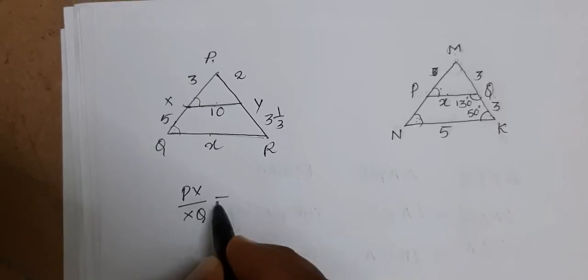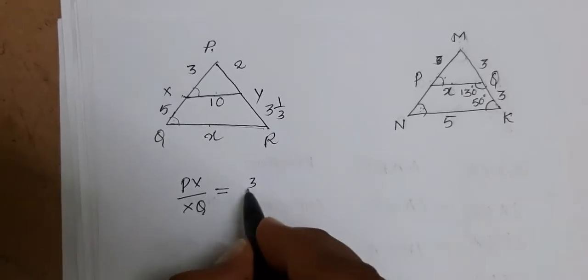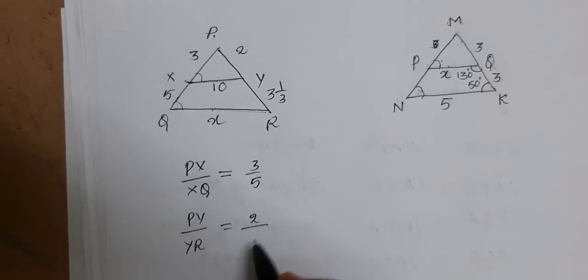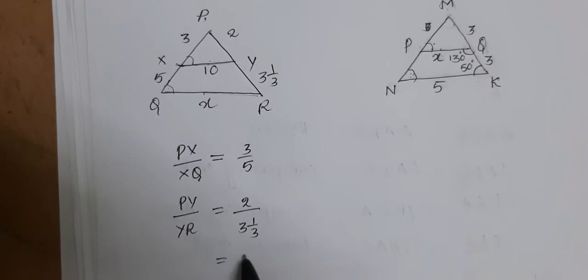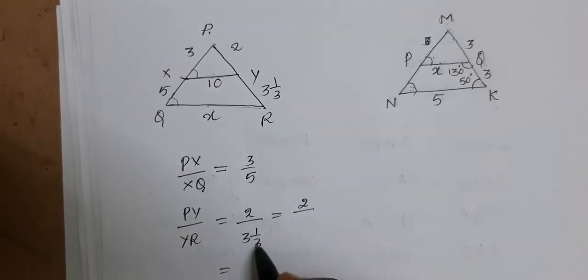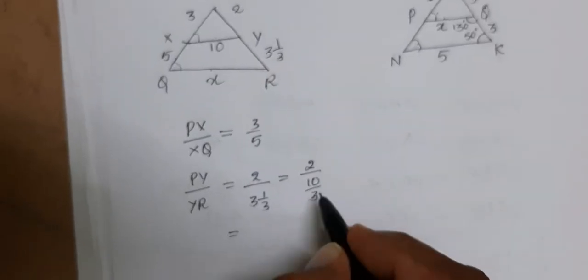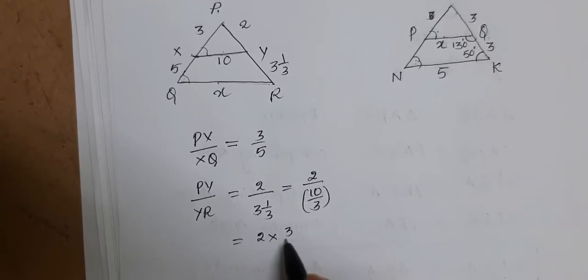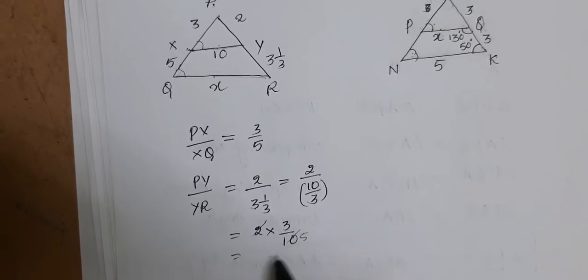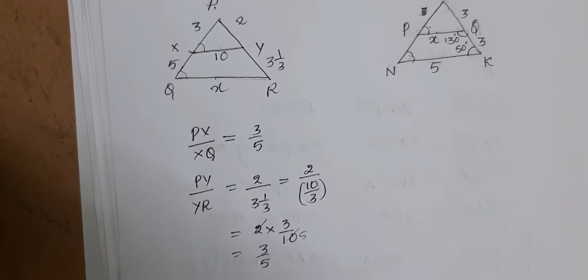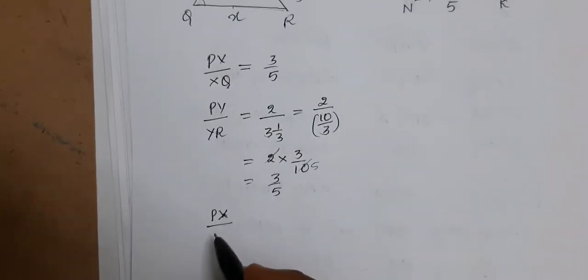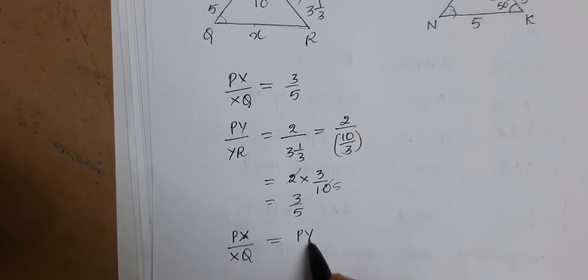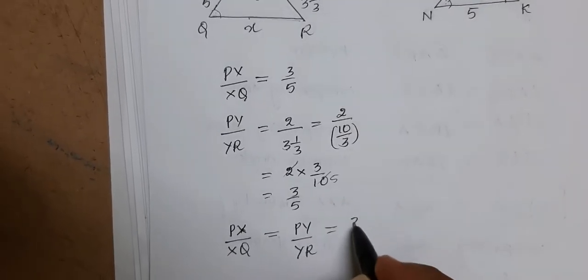Find it once: 3 by 5. And one more, PY by YR, that is equal to 2 by 3, 1 by 3, that's equal to 2 by 3, 3 is 9, 9 plus 1, 10, 10 by 3. Then 2 into, take the reciprocal, 3 by 10. Two 1s are 2, two 5s are 10, so 3 by 5. So finally we got PX by XQ is equal to PY by YR is equal to 3 by 5.